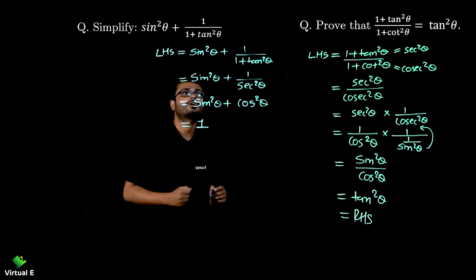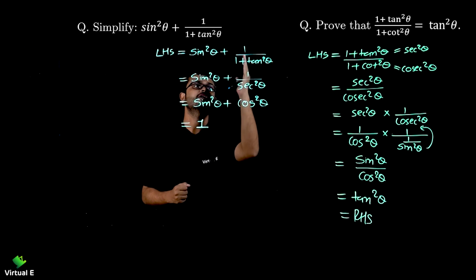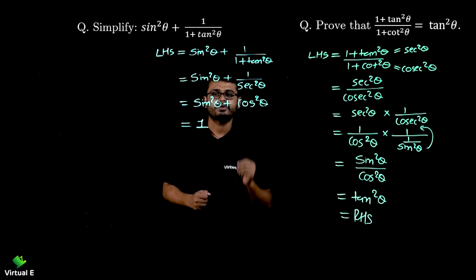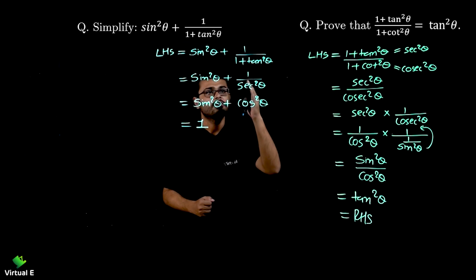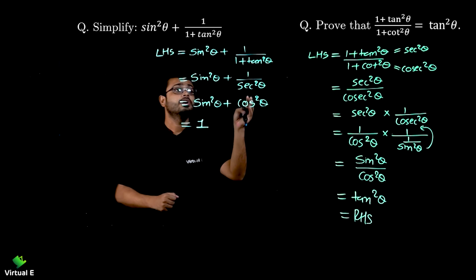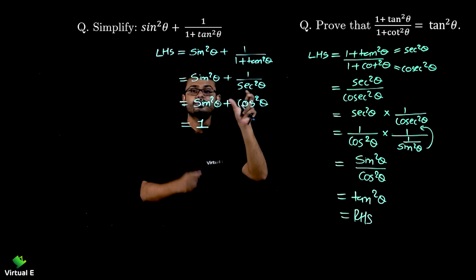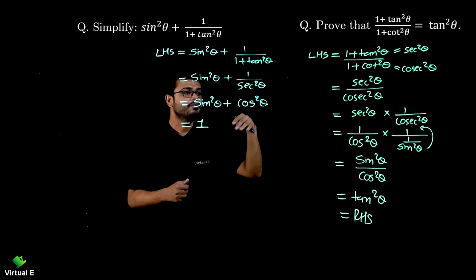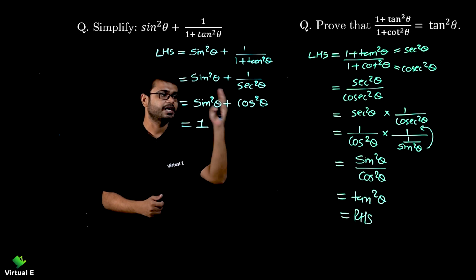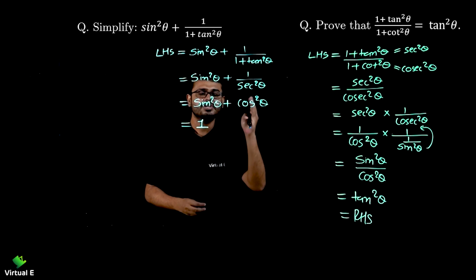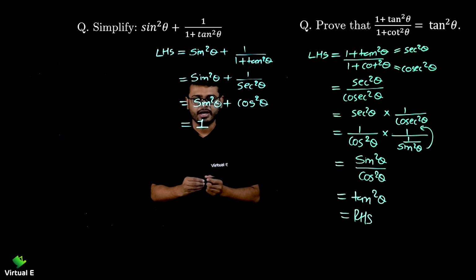Simple. Let's recall one more time. It's given sine square theta plus 1 by 1 plus tan square theta. We know 1 plus tan square theta is what? Sec square theta. So 1 upon sec square theta. Now for sec square theta, I'm going to use the reciprocal ratio. So it will become cos square theta. It will go into the numerator. So if we use the identity, that is sine square theta plus cos square theta, it will be 1. Simple.